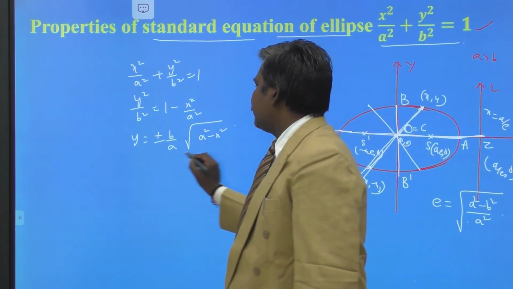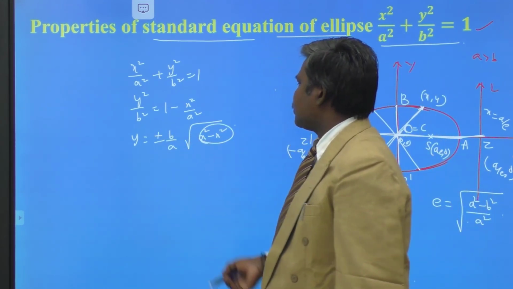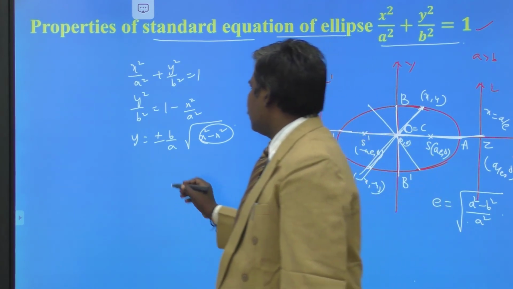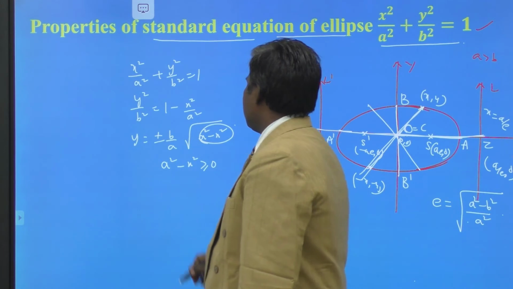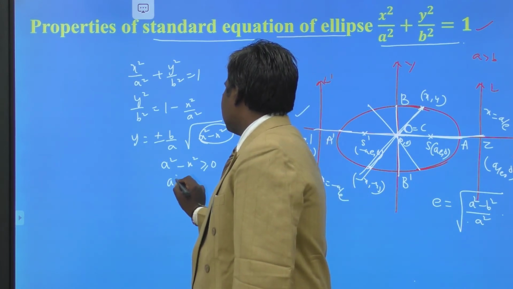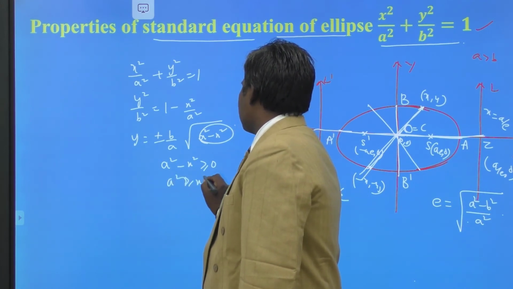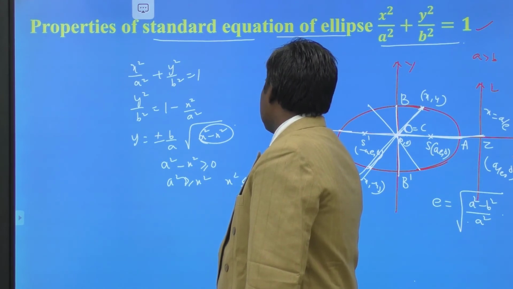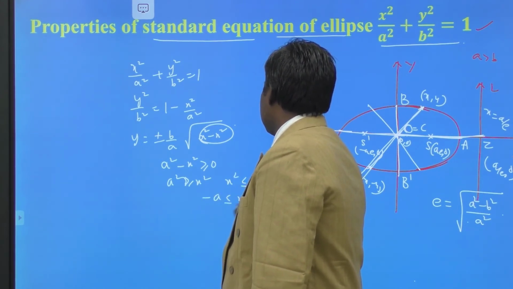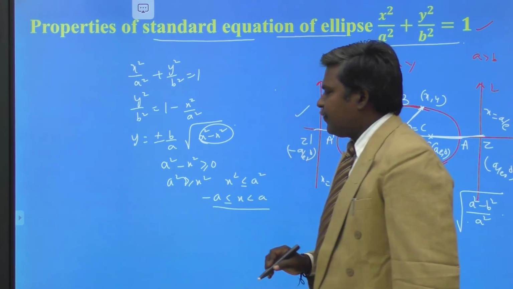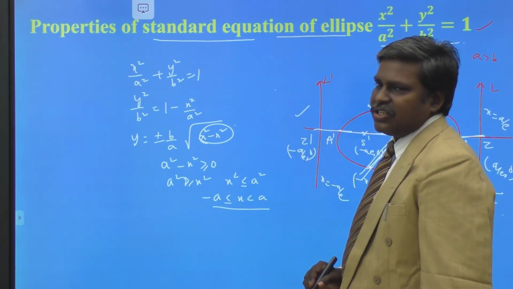For y to be real, a square minus x square must be greater than or equal to 0. That is, a square is greater than or equal to x square, which means x square is less than or equal to a square. That is, minus a is less than or equal to x less than or equal to a. Therefore, the range of x is minus a to a.